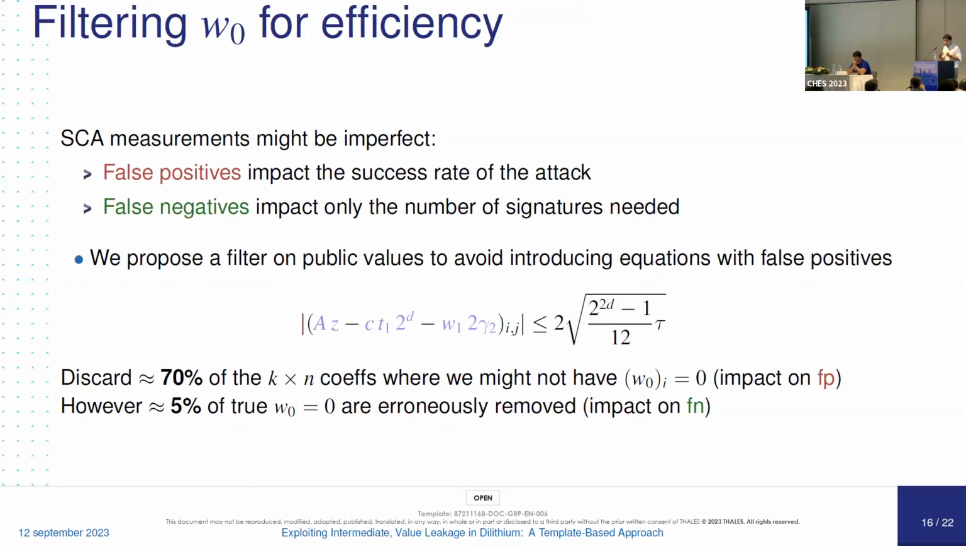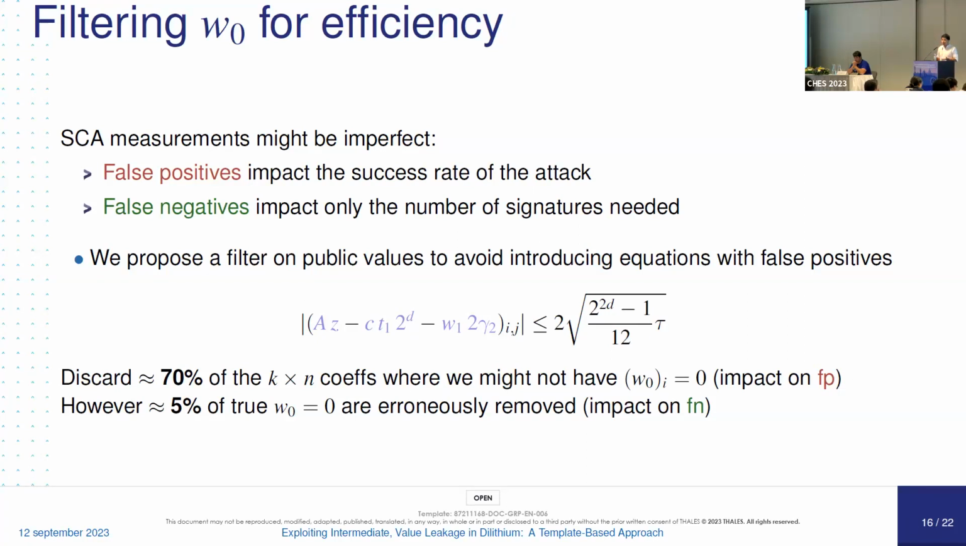In our case, you can see that we didn't have too many false positives, but anyway, adding more false positives will add more noise to the equations, and this will impact the success rate of the attack. On the other hand, adding more false negatives will only mean that we will need to acquire more signatures.